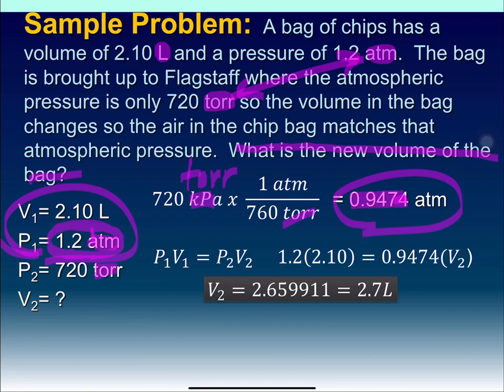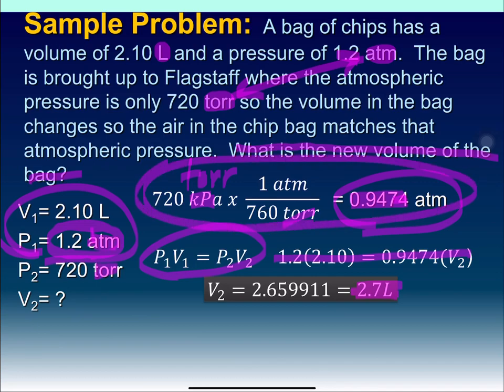So that's it. You should be able to do the last 4 problems on Boyle's law. Make sure that you are writing out your equation, showing your work, and give me your answer to sig figs and units. If you do have to do a unit conversion like we did here, you do have to show that work also.